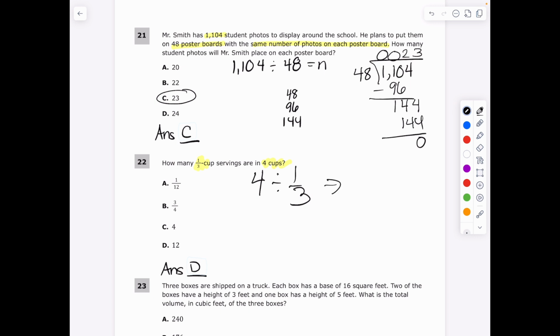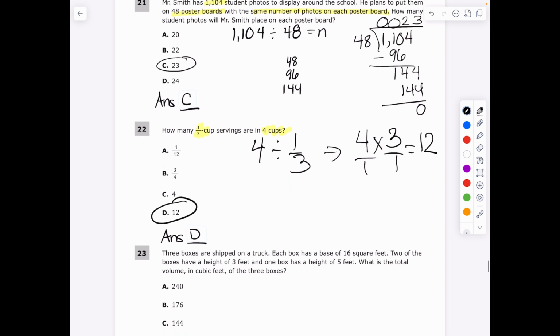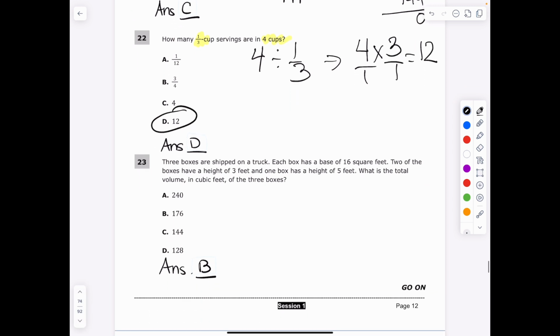And we know that we're going to rewrite that as multiplication and get 12. So that's very similar to something we've done before. And let's go to the next one.